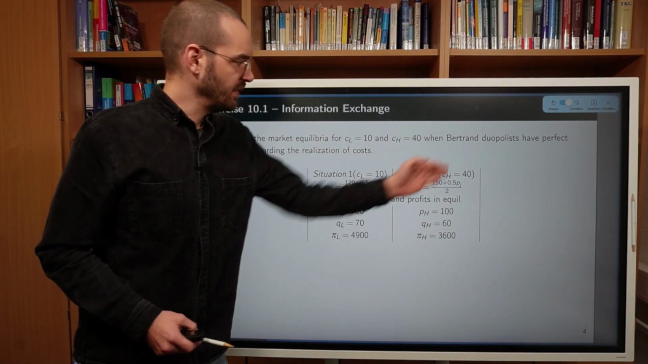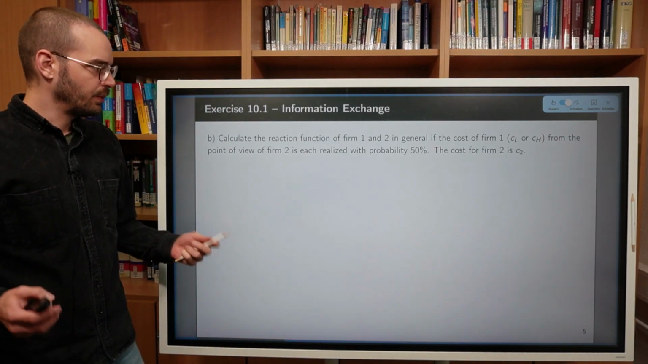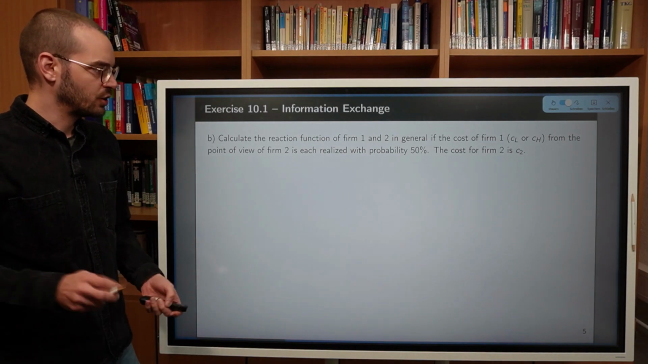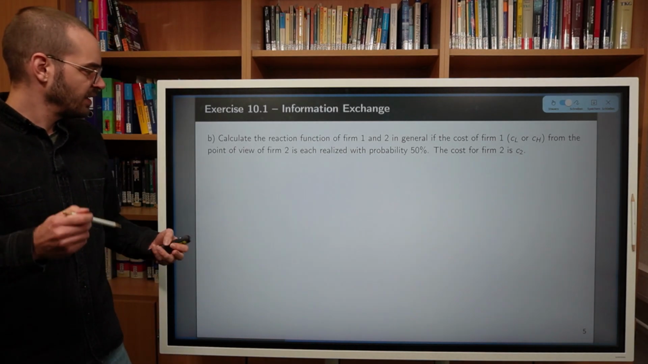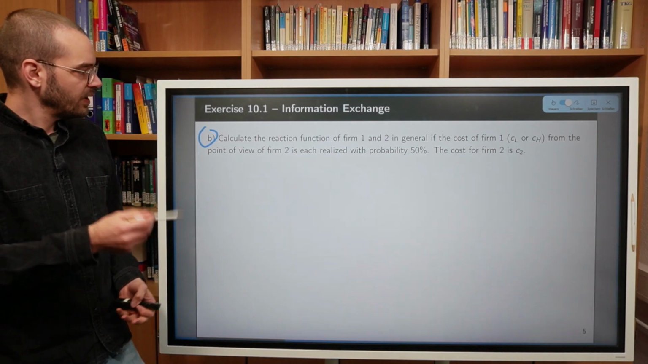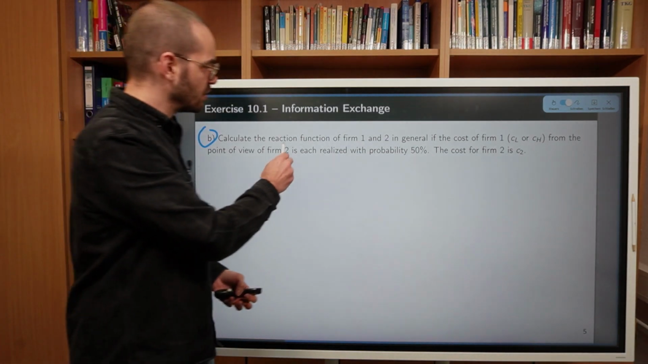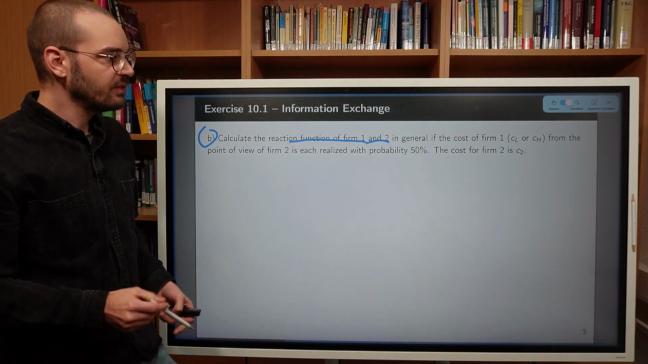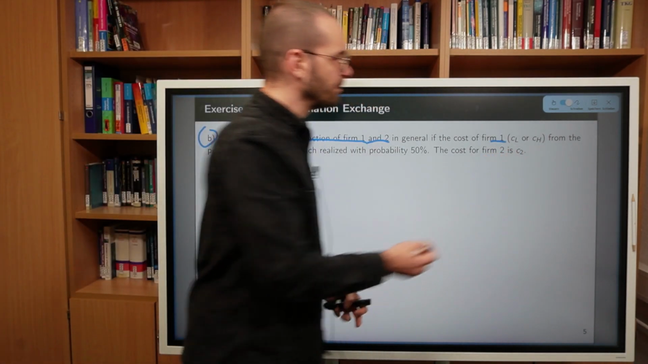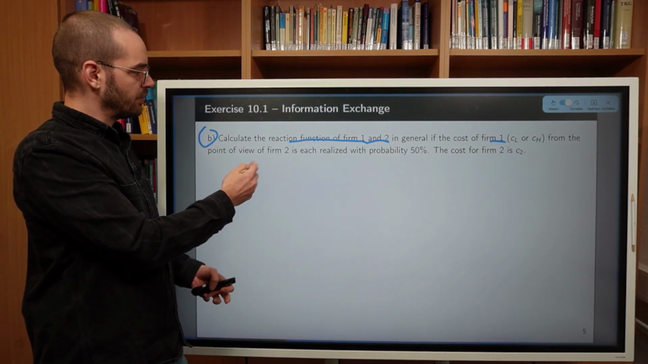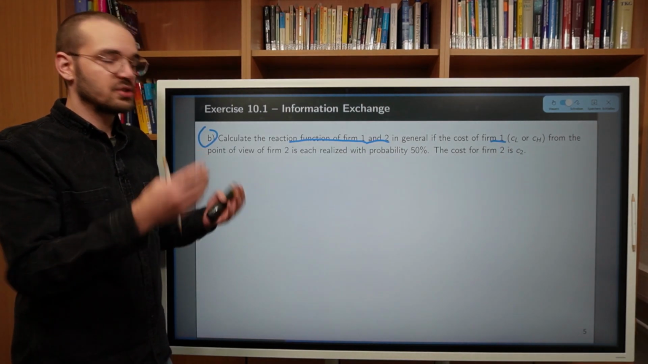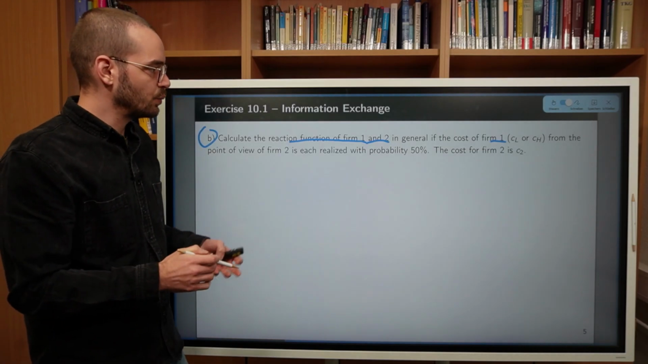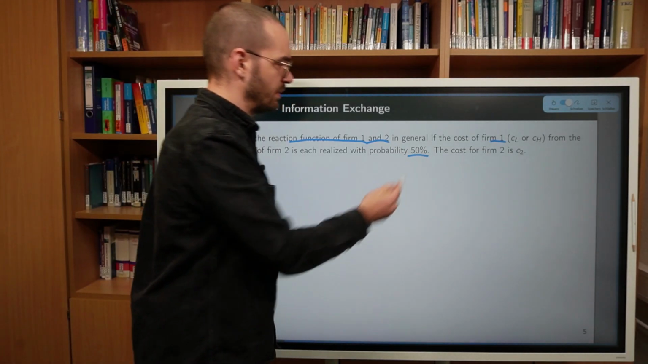All right, now let's go back to the world where we actually have uncertainty with regards to marginal costs of the firms. In task B, we are now asked to calculate the reaction functions of firm 1 and 2 in general, if the costs of firm 1 from the point of view of firm 2 are uncertain in the sense that they realize with a probability of 50%.